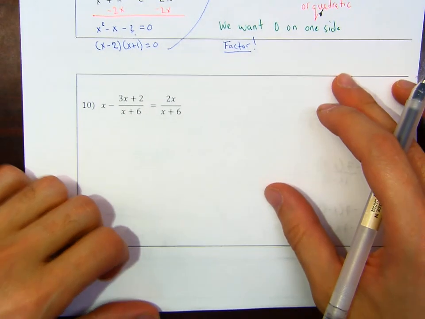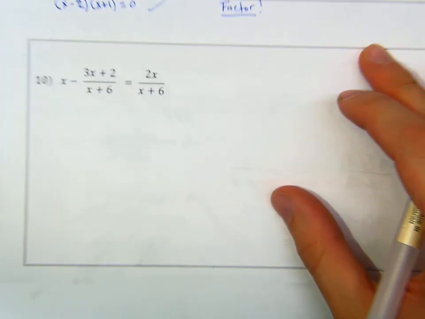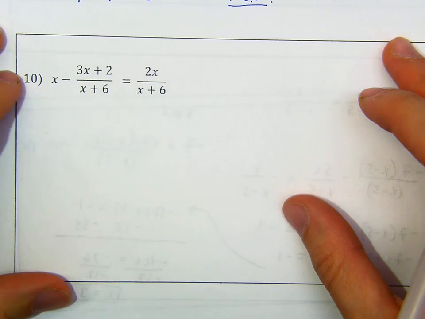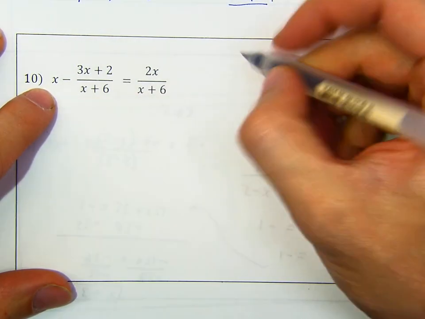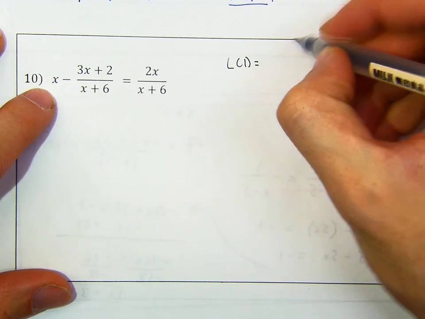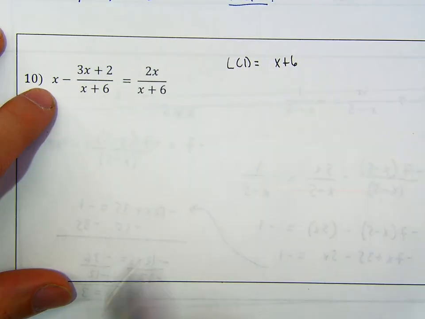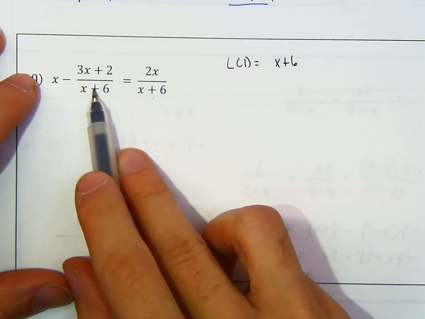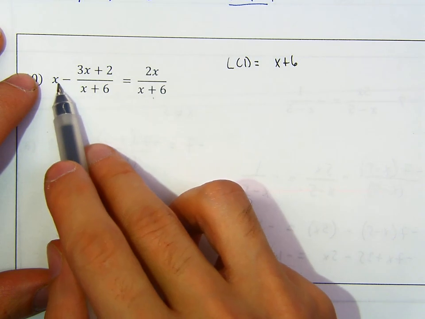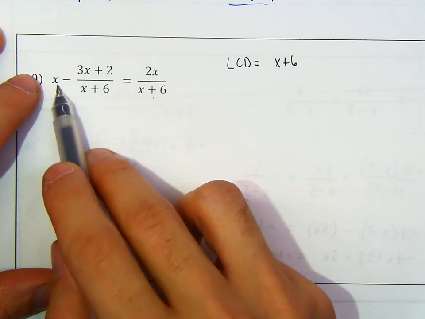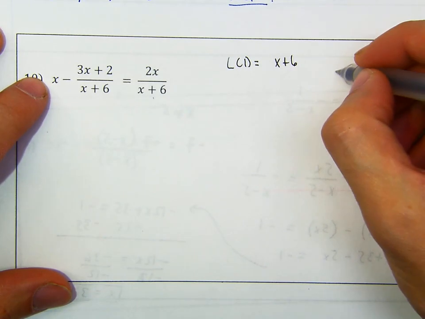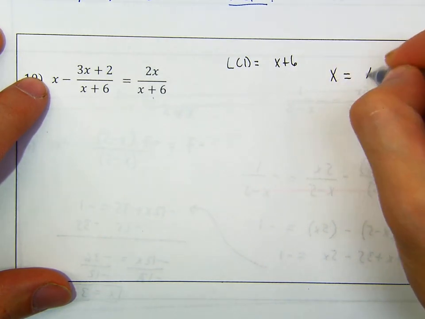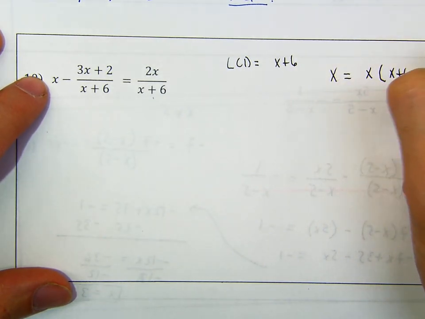So let's see over here. How would we solve this question over here? So the idea is, we want the denominators to be the same, and what is the least common denominator here? It is x plus 6. So notice how we have an x plus 6 here, we have an x plus 6 here, but how can we change this x so it has some x plus 6 in the denominator? And the idea is that x is equal to x times x plus 6 over x plus 6, okay?